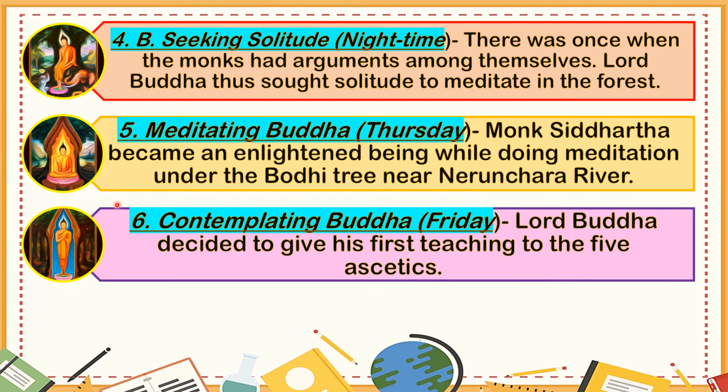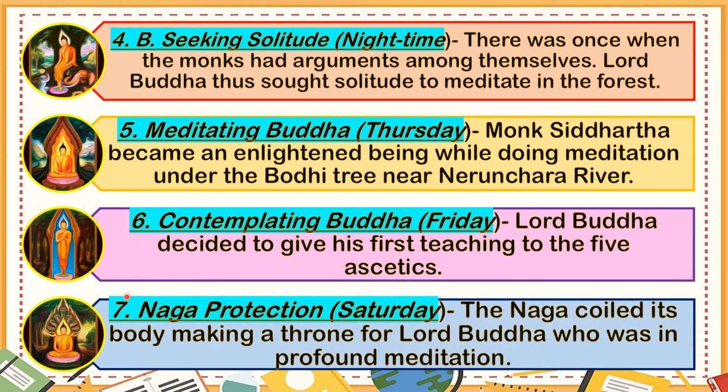Number 6, contemplating Buddha. This is Friday. Lord Buddha decided to give his first teaching to the 5 ascetics, who eventually became the first 5 monks and the first 5 preachers of Lord Buddha's teachings.